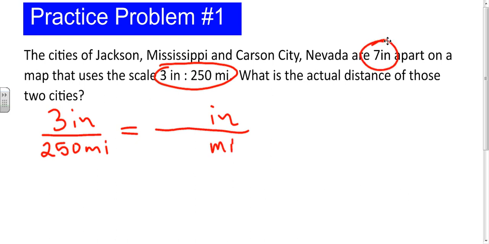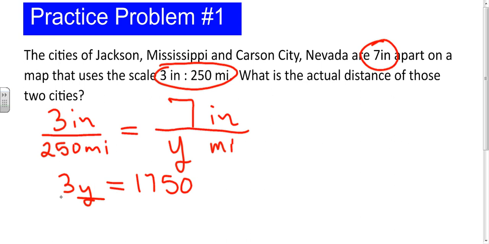I see that they're 7 inches apart, so I'm going to fill in what I know here. And I want to know the actual distance, which means I want to know how many miles the two cities are apart. So I'll call this Y. And I'll solve this by cross multiplying. 3 times Y is just 3Y. And 250 times 7 is 1,750.